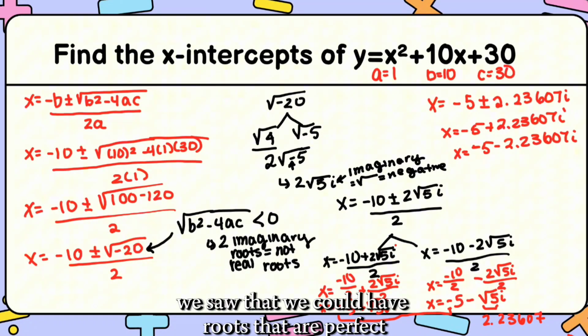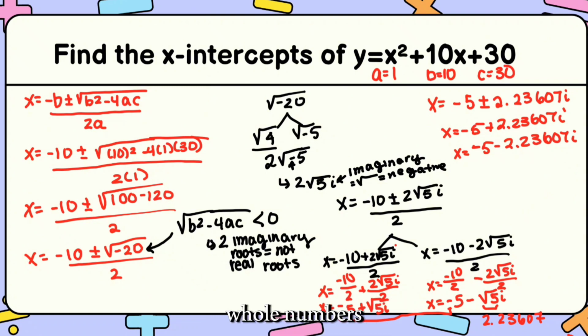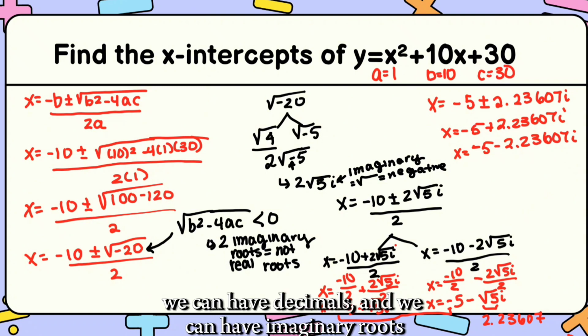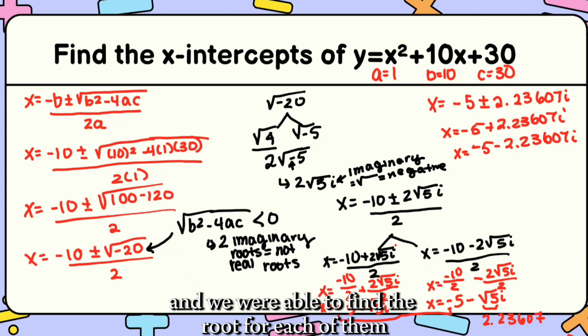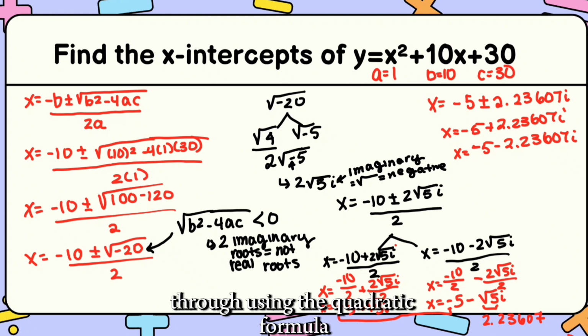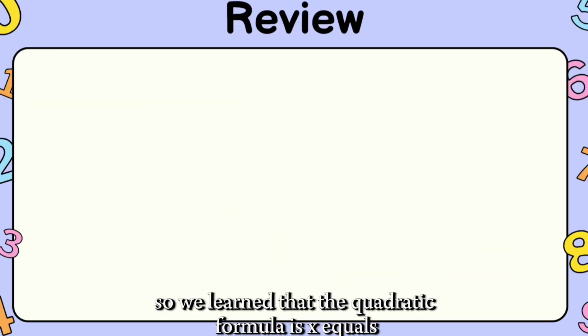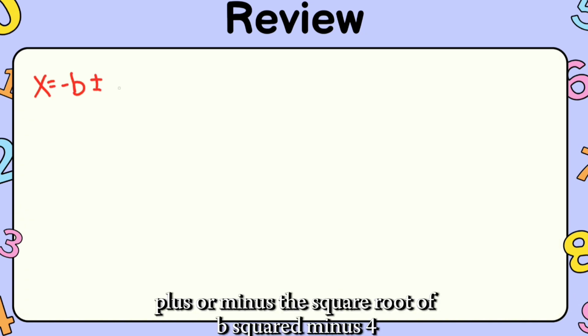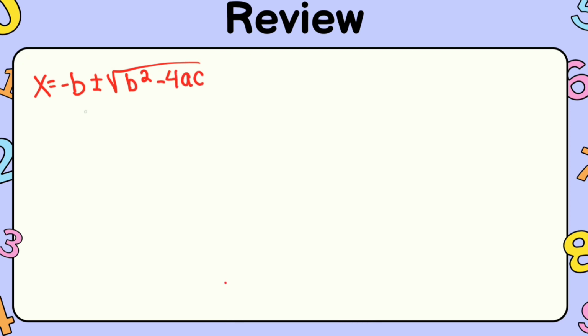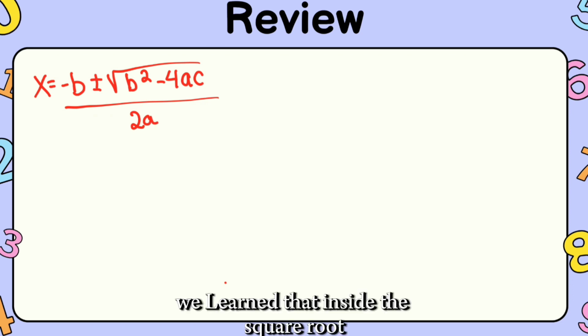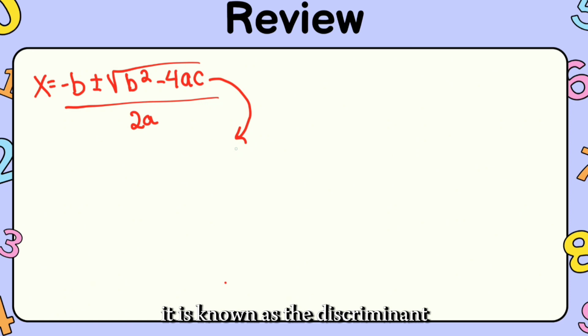So again, we saw that we could have roots that are perfect whole numbers, we can have decimals, and we can have imaginary roots, and we were able to find the root for each of them through using the quadratic formula. Review important concepts. So we learned that the quadratic formula is x equals -b plus or minus the square root of b squared minus 4ac all over 2a. We learned that inside the square root, it is known as the discriminant.